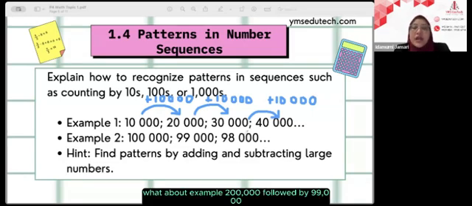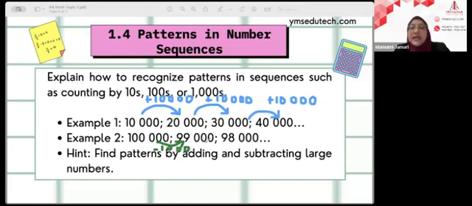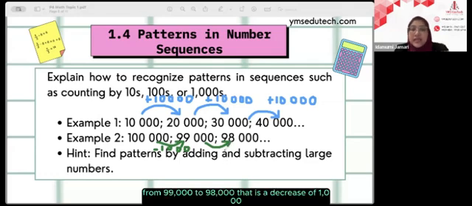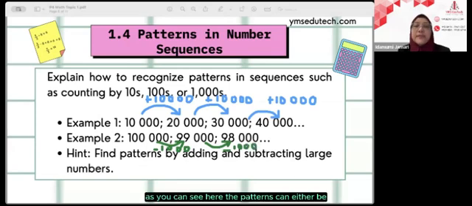What about example 2? 100,000 followed by 99,000 followed by 98,000. This is a decrease by 1,000. And the pattern remains consistent from 99,000 to 98,000. That is a decrease of 1,000. As you can see here, the patterns can either be adding or subtracting of numbers.